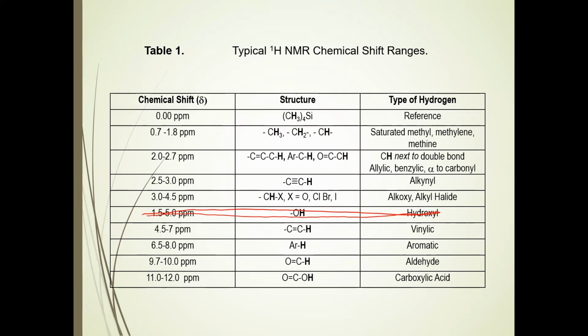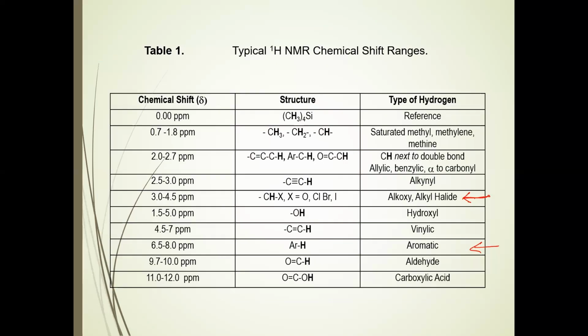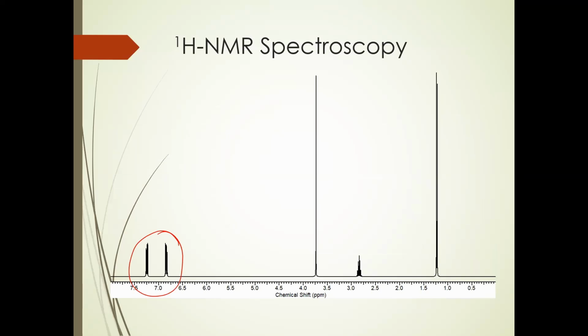And so we just have general regions, though, that, especially for this class, one that you'll see fairly often is the alkoxy or alkyl halide. This is the range 3 to 4.5 ppm, or aromatic is something we see a lot, typically around 6.5 to 8. So we can apply that to this spectrum. We have these peaks out here around 7 ppm. Again, if we went back to that correlation table, 7 ppm would be this aromatic range, and so these are most likely aromatic hydrogens.